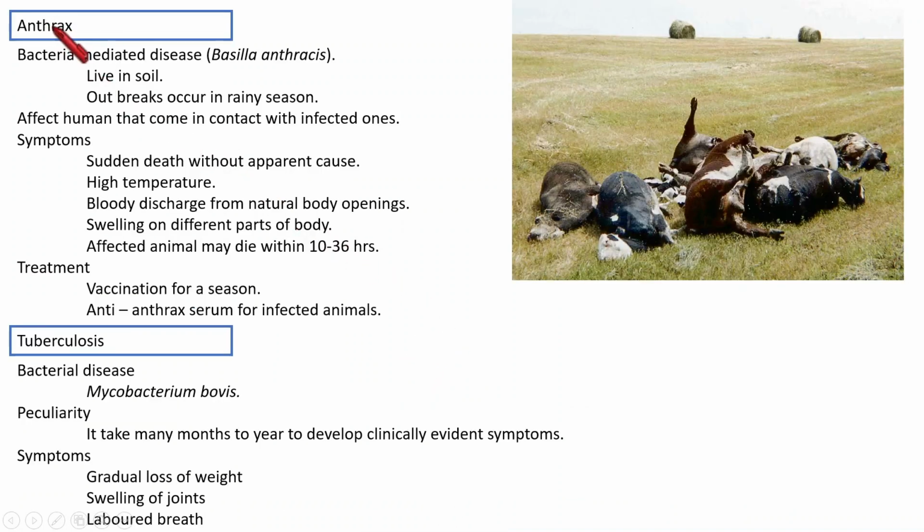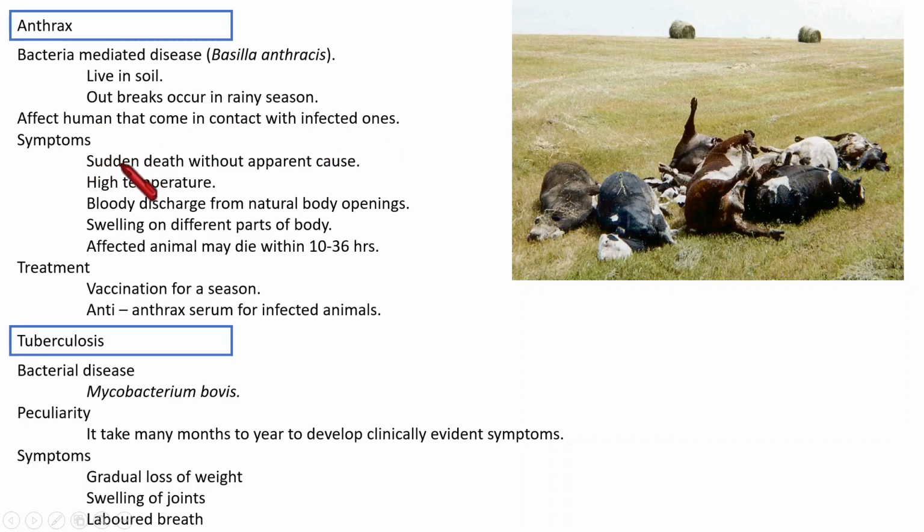Next is anthrax. We all have heard about this disease. It is such a dreadful disease affecting the dairy animals. It is a bacteria-mediated disease, caused by Bacillus anthracis. Death will surely occur for cattle. This bacteria lives in soil, and its outbreak also occurs during the rainy season. It can affect humans also, those who come in contact with the infected cattle.